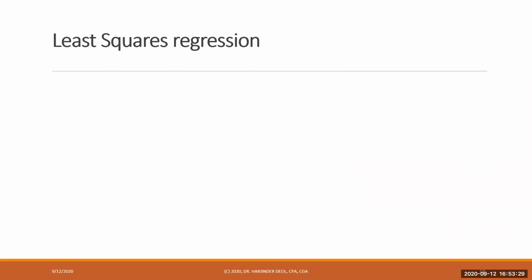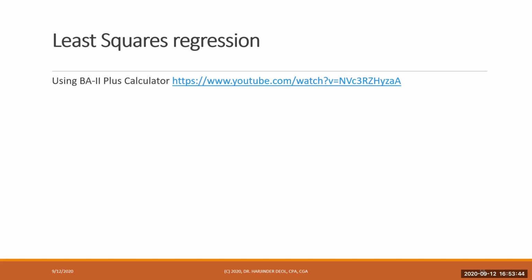The third approach for diagnostics is least squares regression. For least squares regression, if we were having face-to-face classes, I would have gone over the calculation using a BA II Plus calculator, which is the recommended calculator for the course. In the absence of our ability to have the in-class interface, there is a YouTube video that you could watch to learn how to do least squares regression calculation. It is also possible to do the calculation by hand.